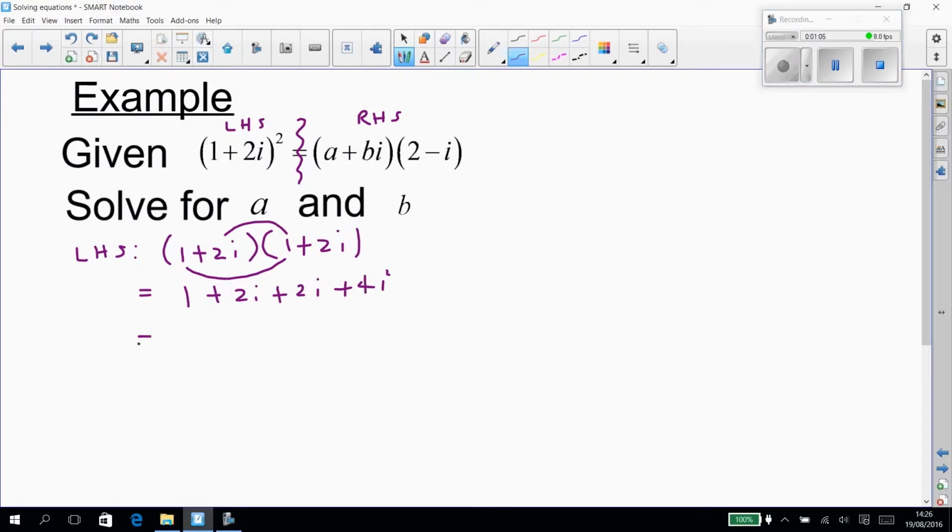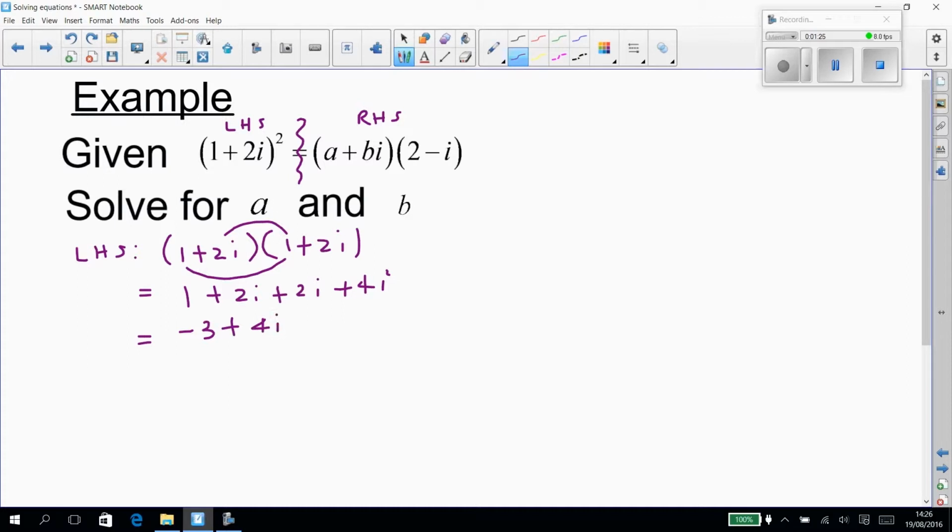I know that i² has a value of negative 1. So negative 1 multiplied by positive 4 gives me negative 4, and added to the 1 gives me negative 3. So I've simplified and added my real numbers. I do the same with my imaginary numbers, and I get 4i.